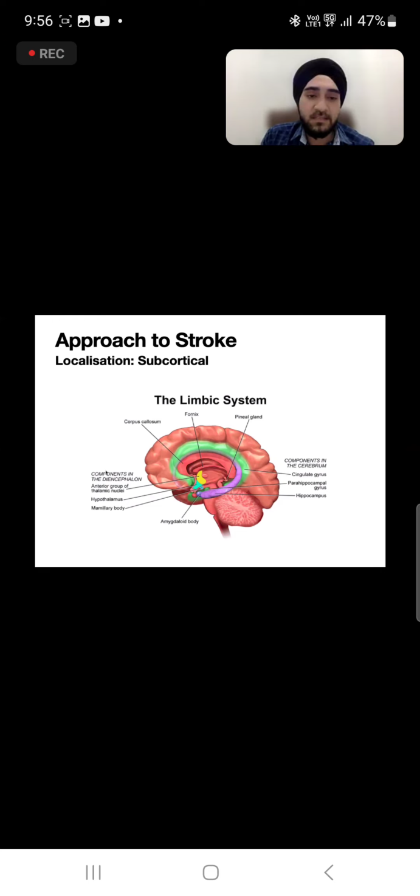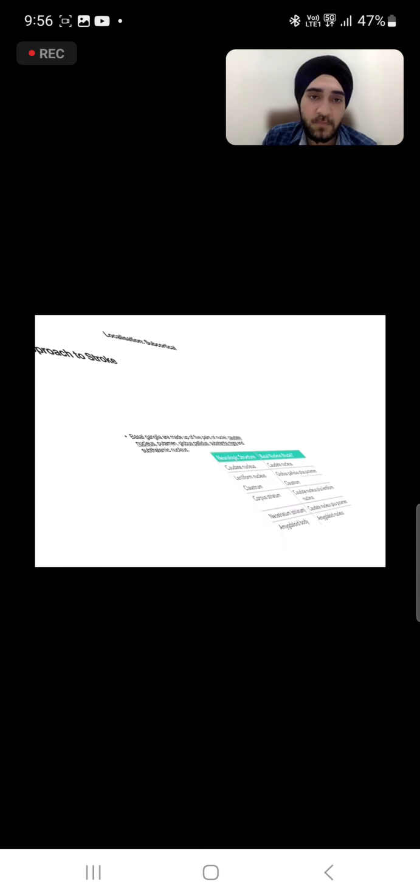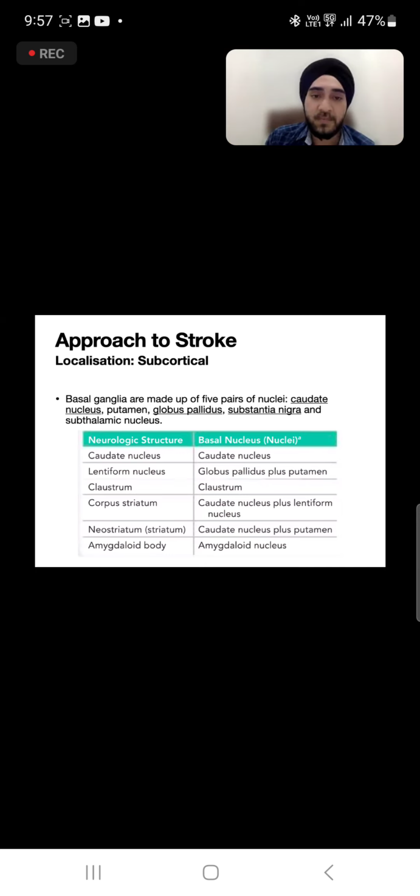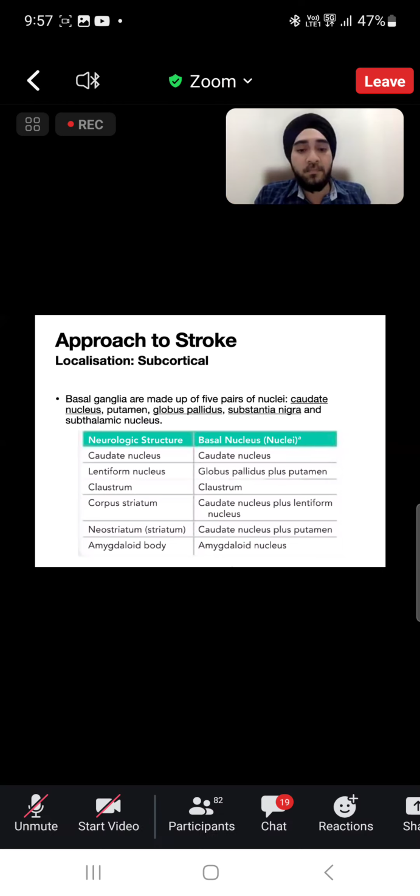So components of diencephalon that we already talked about: the thalamus, hypothalamus, epithalamus, subthalamus. Plus we have corpus callosum and we have components in the cerebrum like cingulate gyrus, parahippocampal gyrus, hippocampal gyrus and the amygdala. And then comes the most confusing part, the basal ganglia. Now, the basal ganglia again is made up of five pairs of nuclei: caudate, putamen, globus pallidus, substantia nigra, and subthalamic nucleus. Now, from here, I'm going to take you on a journey of understanding the subcortical stroke.